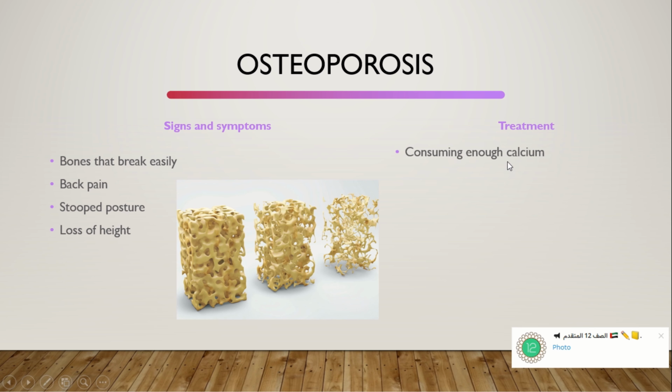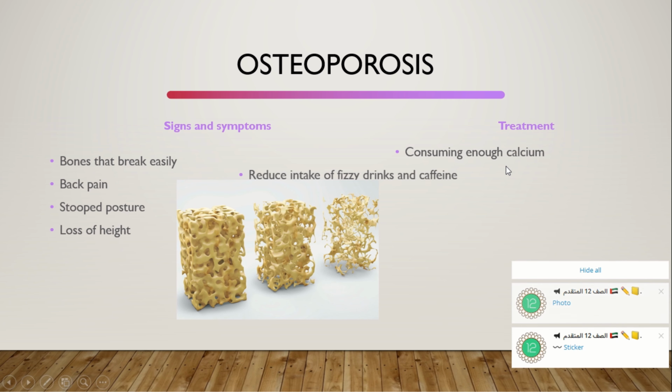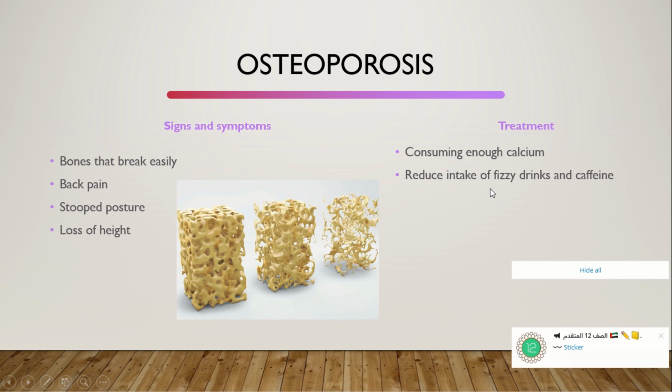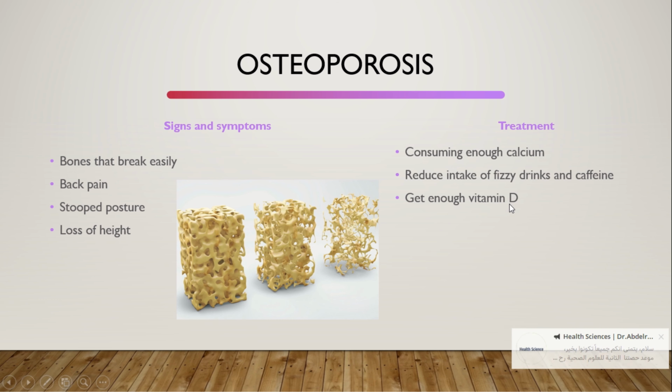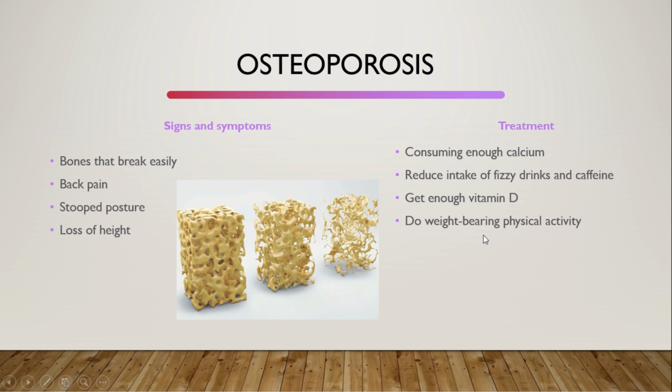Treatment: consuming enough calcium. Reduce intake of fizzy drinks and caffeine, for example Pepsi and caffeine. Get enough vitamin D, which can be natural from sources like the sun, or artificial, as in eggs. Do weight-bearing physical activity regularly. Medication to slow the weakening of the bones.